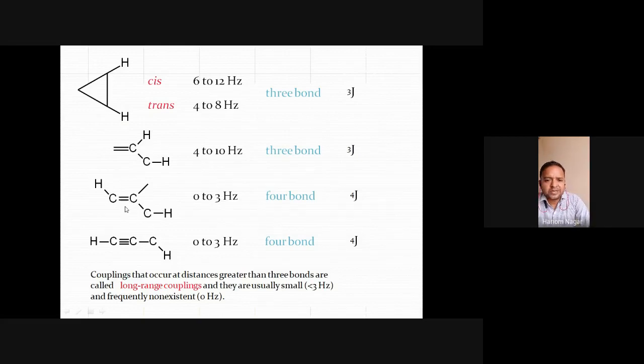And since 4 bond distance is there, this is called J4, which means these are long range couplings. This is also long range coupling, and the value is 0 to 3. So for 4 bond distance and greater than 4 bond distance, protons do not couple very well. Very poor coupling is there because there is no transmission of the field due to the non-planarity in the compound.